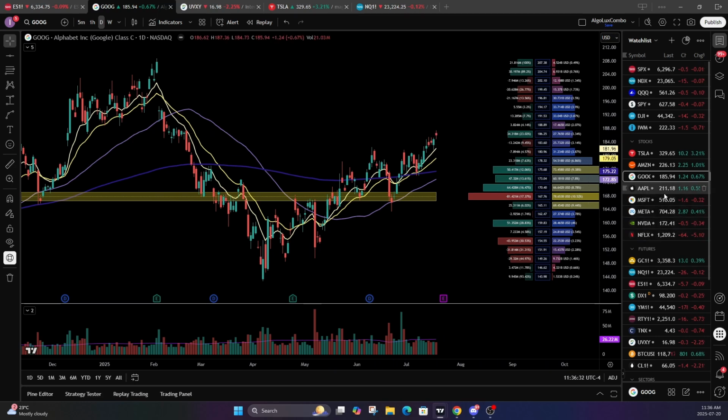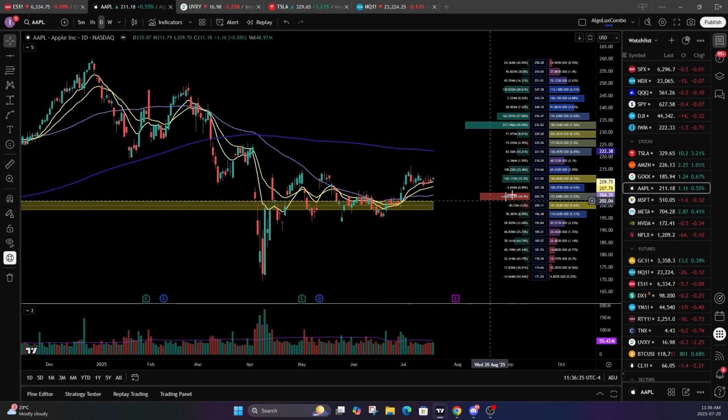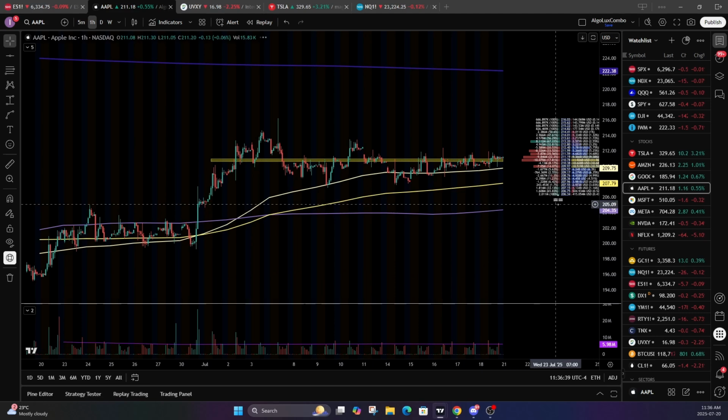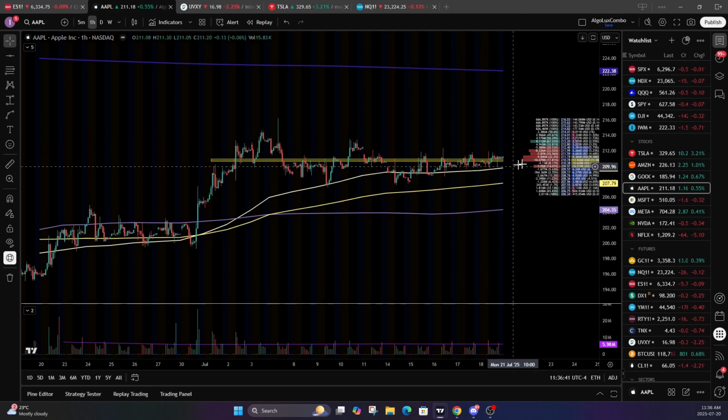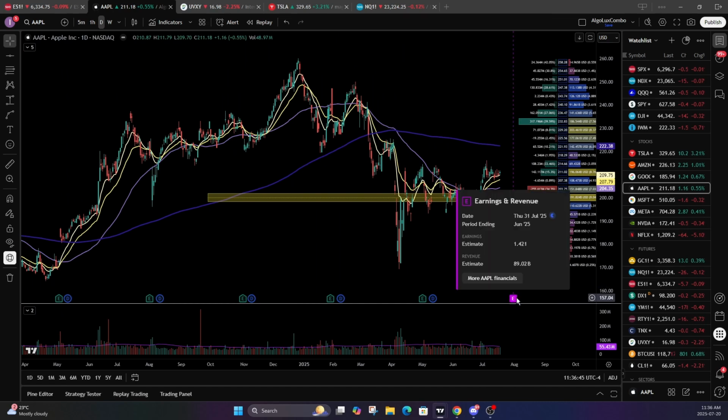Apple will also be interesting. It is also coiled, but we're seeing the opposite, not really heavy accumulation, a little bit more signs of distribution on the hourly. Also very coiled. The spring is loaded, but which way does it want to go? Apple and Amazon are both reporting July 31st.